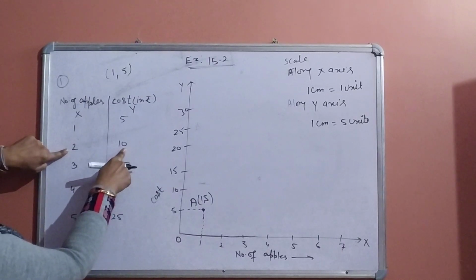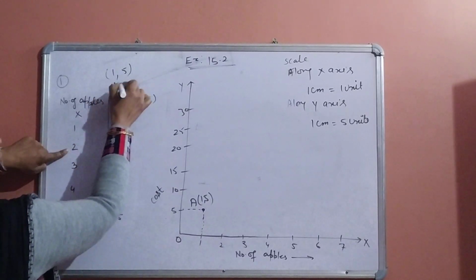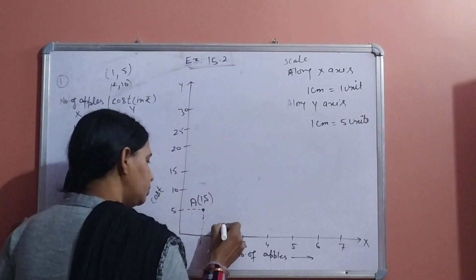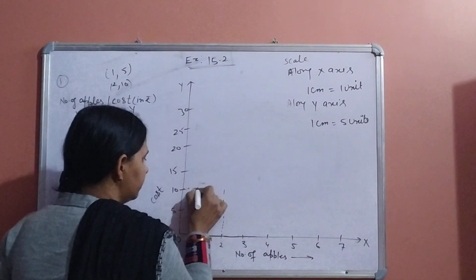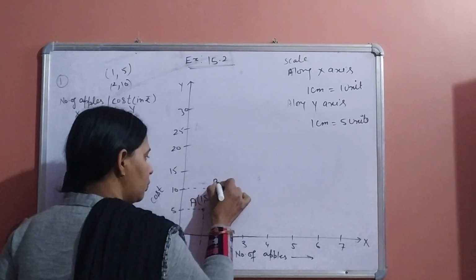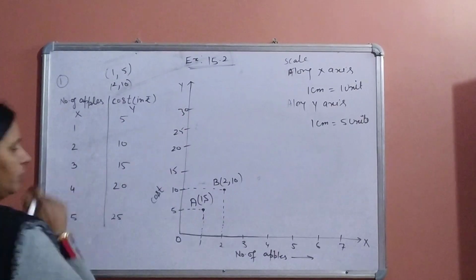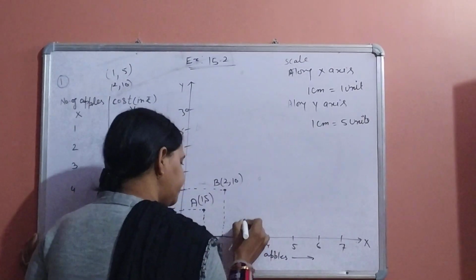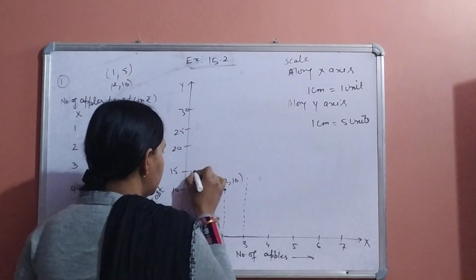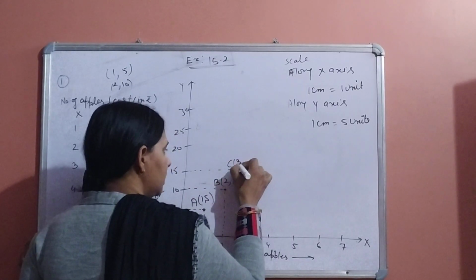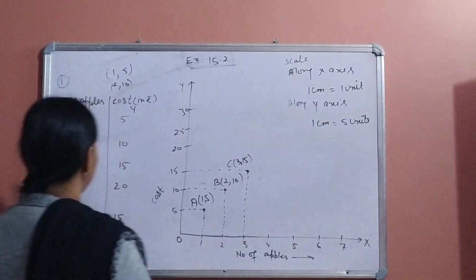Next, when number of apple or value of x is 2, then value of y is 10. The point will be 2, 10. So it will touch x-axis at 2 and y-axis at 10. So this will be point B, 2, 10. Similarly, next point will be 3, 15. x is 3 and y is 15. This is point C, 3, 15.